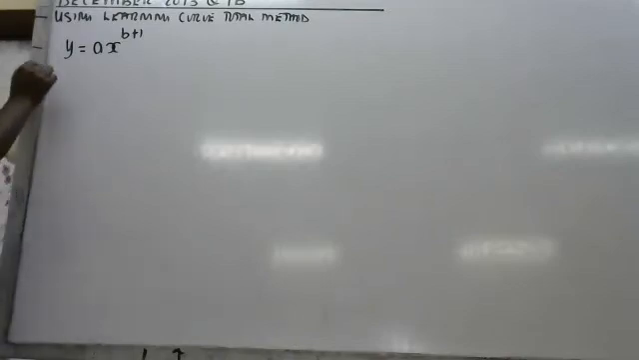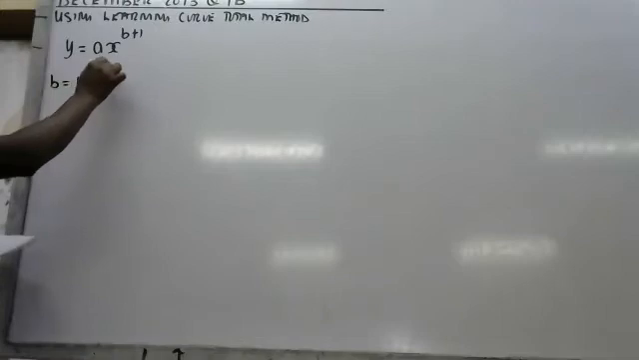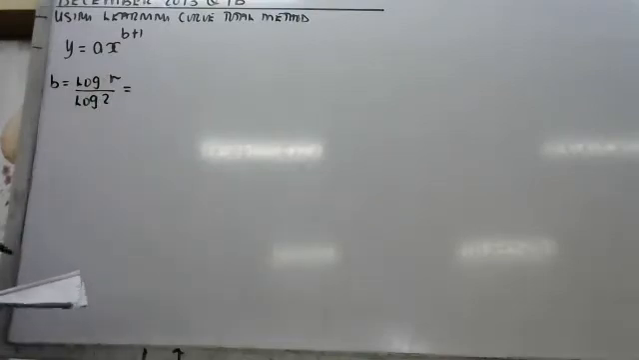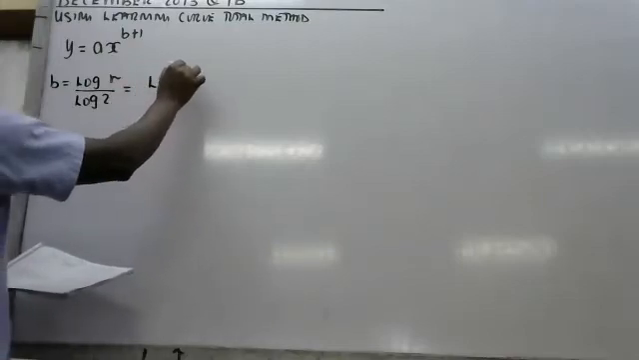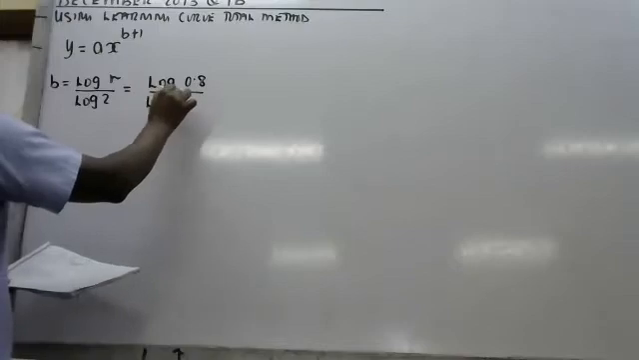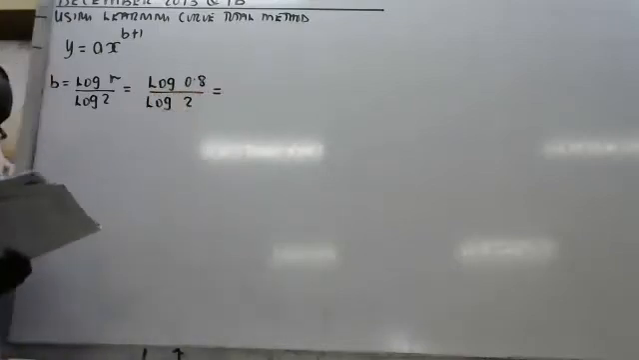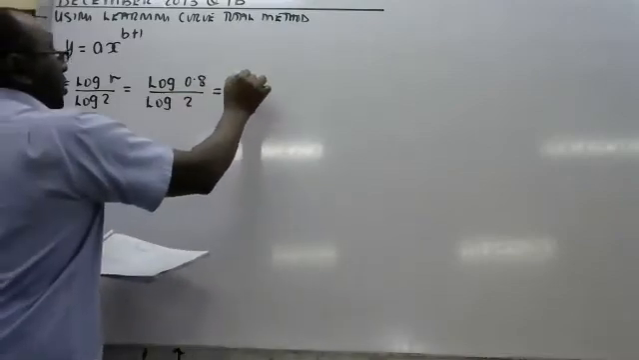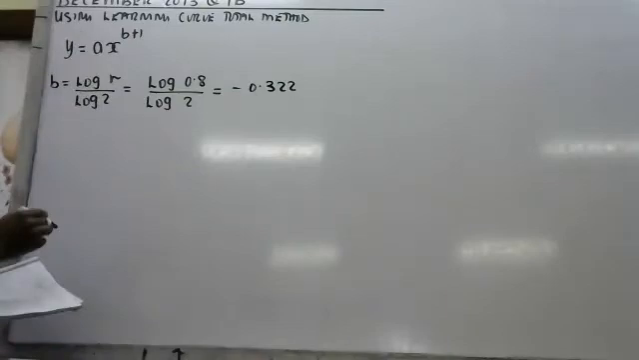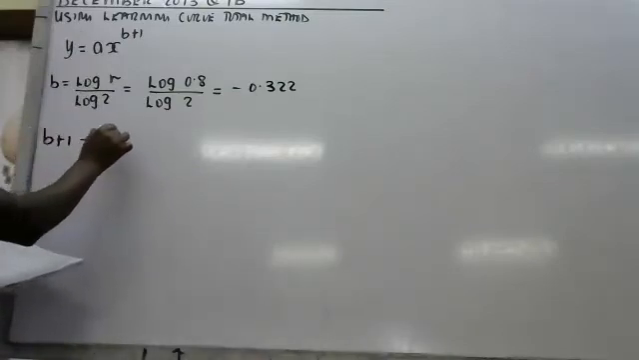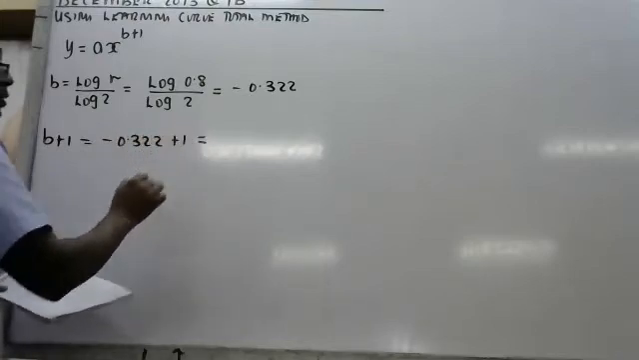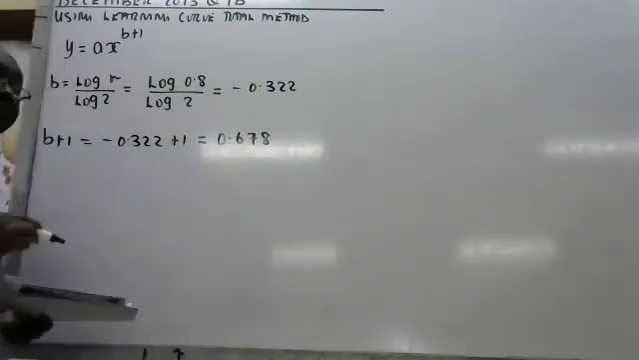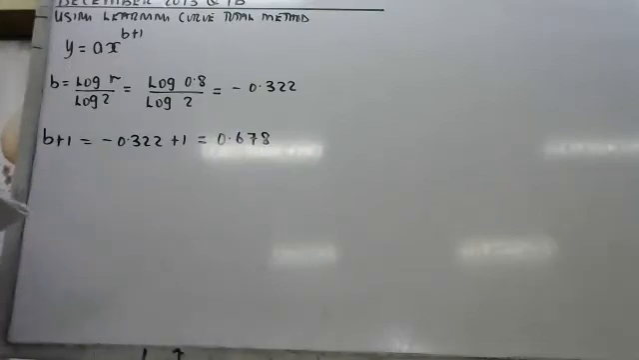And B is the log of R divided by the log of 2. So this will be the log of 0.8 divided by the log of 2, which is negative 0.322. So B plus 1 is minus 0.322 plus 1, which is 0.678.